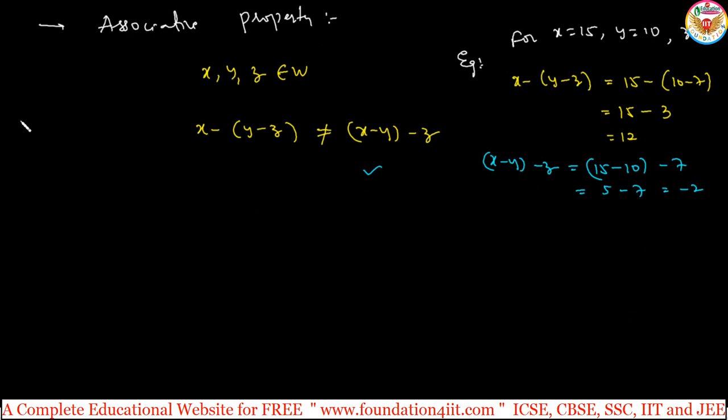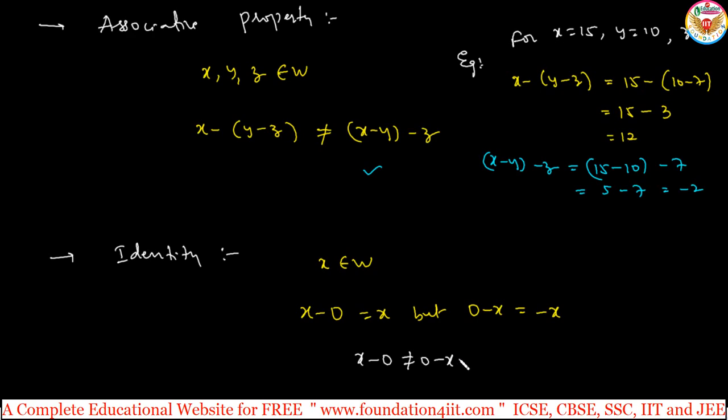And next we have the identity and inverse. Let us check whether they exist or not. First one, identity. Regarding existence of identity, for any whole number x, x minus 0 is equal to x. But 0 minus x is equal to minus x. So for subtraction, no identity number exists. x minus 0 is not equal to 0 minus x. That's why subtraction has no identity number.